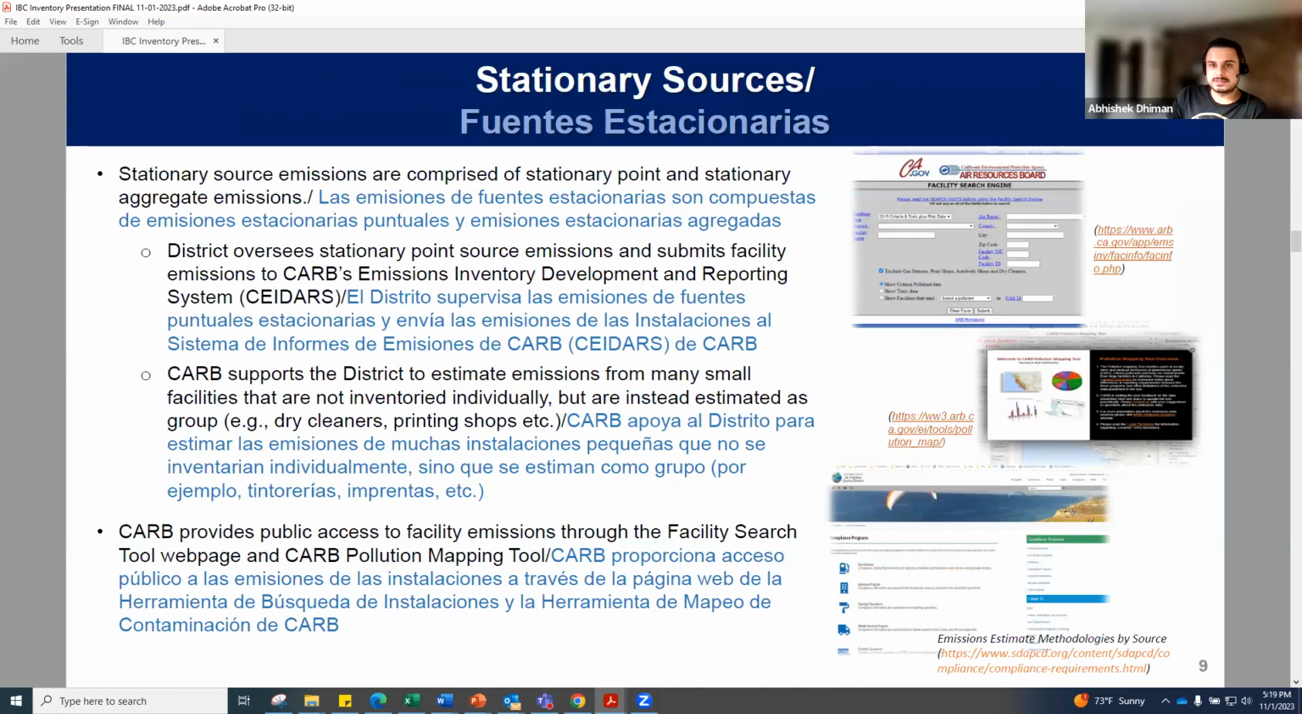As for stationary sources, the district collects and submits facility or point emissions to CARB's emission inventory reporting system for permitted sources. However, there are some small facilities, such as mom and pop gas stations and dry cleaners, that are not inventoried individually, but are instead estimated as a group. CARB helps the district estimate emissions from those small facilities, also known as stationary aggregate sources. Together, emissions from both point sources and stationary aggregate represent the stationary sources.